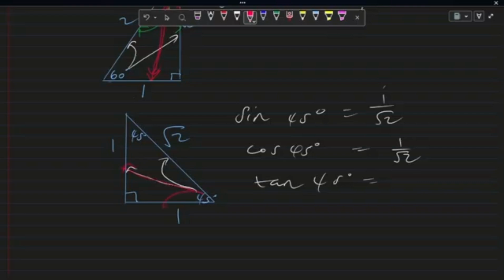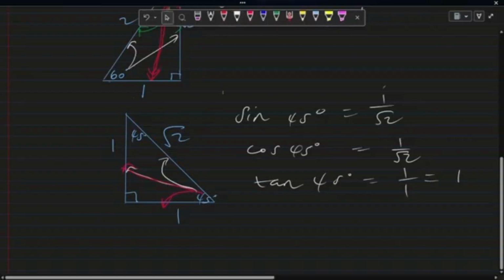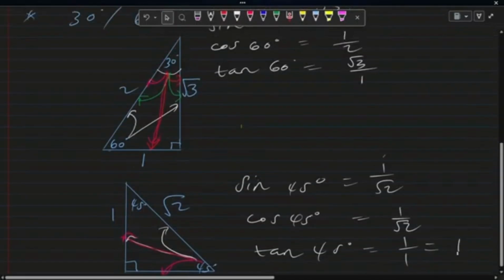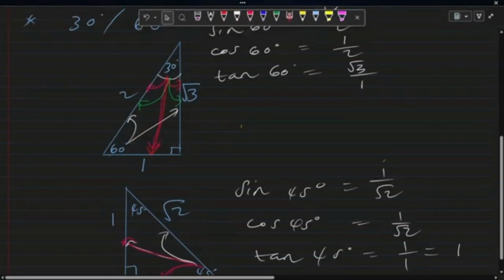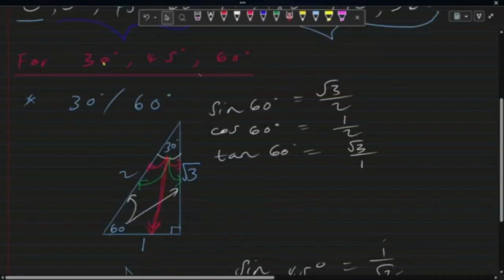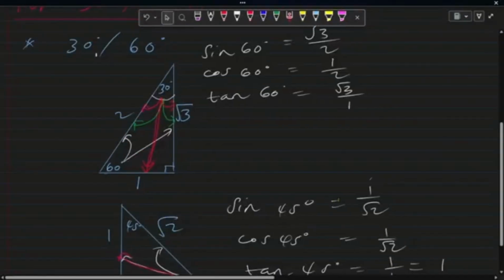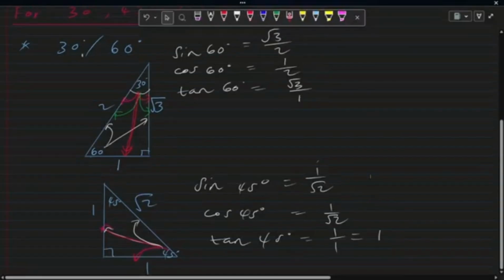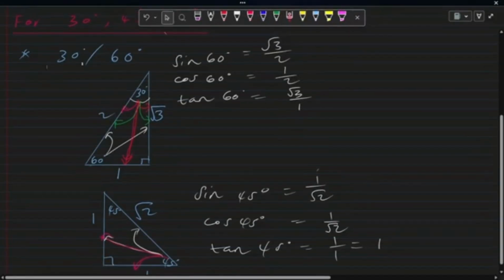45 degrees is what? Opposite over adjacent. So it's basically 1 over 1, which is the same as 1. Okay, 1 over 1, which is 1. Okay, so these are the special triangles that are very, very useful when it comes to evaluating the trig ratios of 30 degrees, 45 degrees, and 60 degrees.